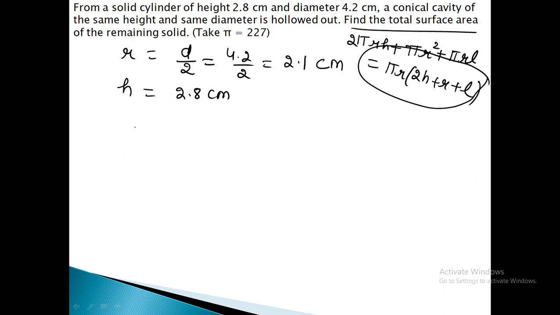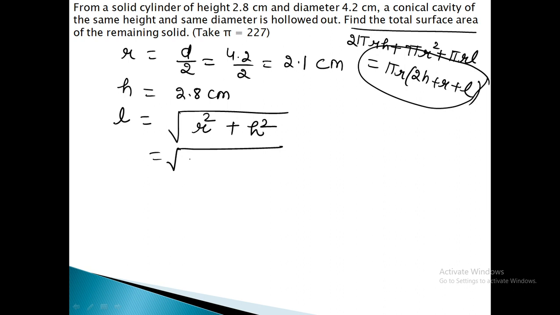So first of all, when we have to find the total surface area, then we have to find the slanting height, and slanting height will be represented by L, and it will be calculated by the square root of r square plus h square. Now you can get the slanting height: 2.1 square plus 2.8 square.